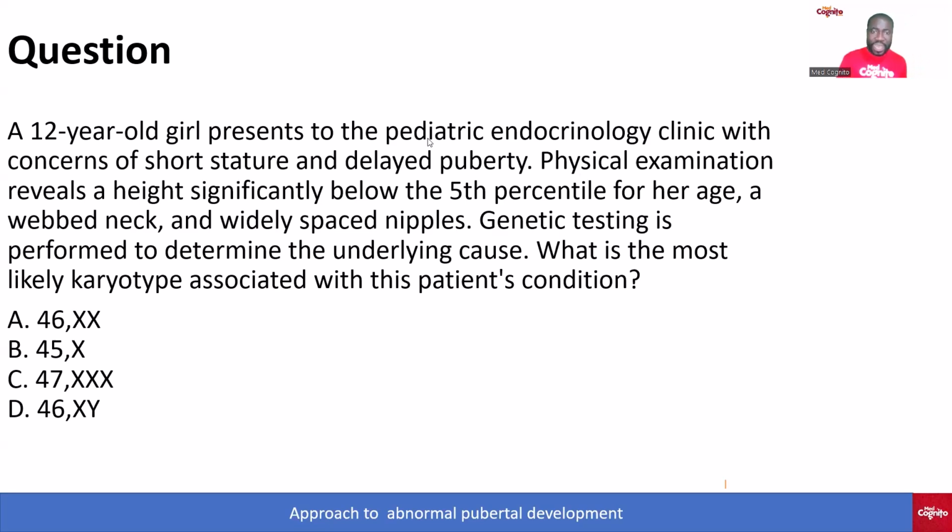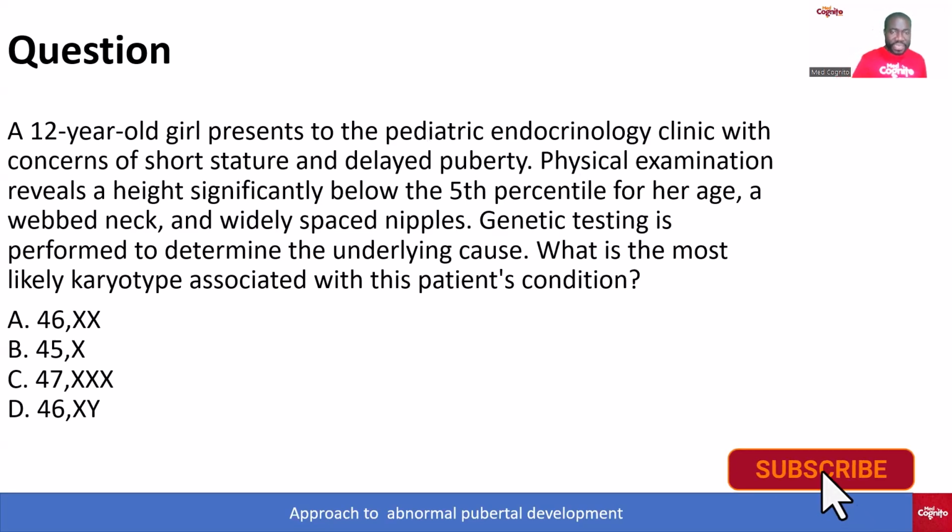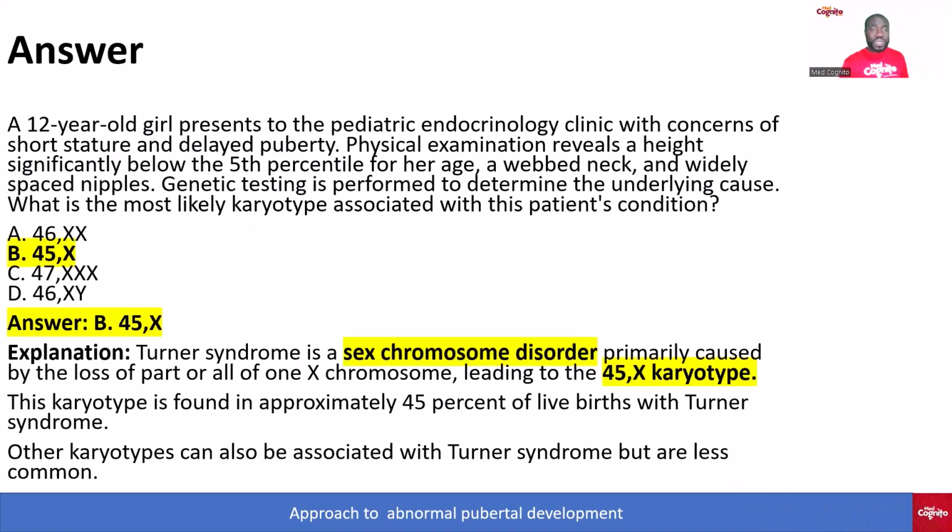Okay. So it looks like a lot of people are going for B. And it looks like people have really mastered it. So that is beautiful. So what is the teaching point here? The answer is B. Why is it B? This patient is presented with Turner syndrome. And Turner syndrome is a sex chromosome disorder. That's the first thing I want us to learn.